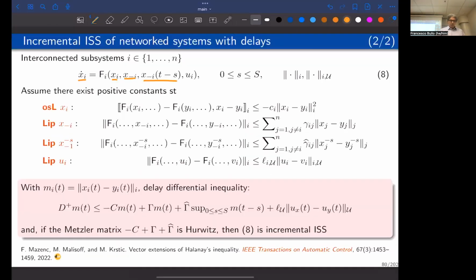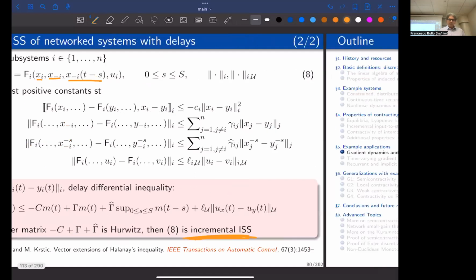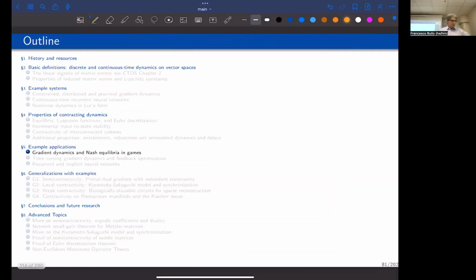I'm not going to go into the details, but you can write theorems that will give you convergence to the equilibrium, or actually, a generalized version of ISS for this type of systems. As promised, that was relatively fast.